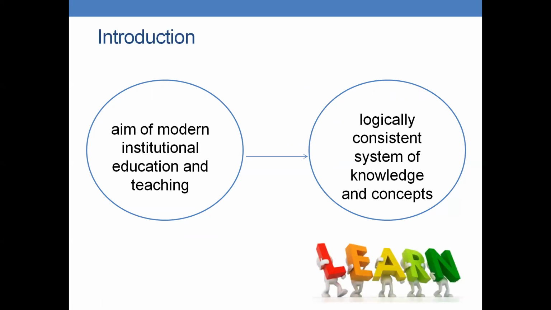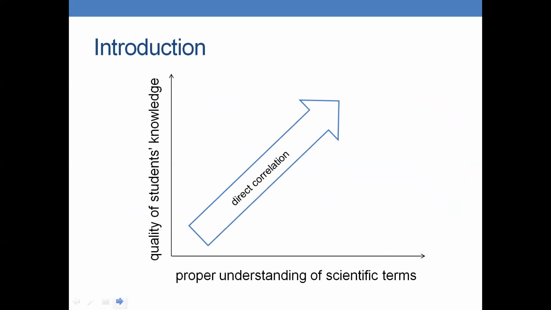Proper understanding of scientific terms is in direct correlation with the quality of students' knowledge. Therefore, if we can influence the conditions which cause students' better understanding of scientific terms, the result of our influence will be higher quality of students' knowledge.